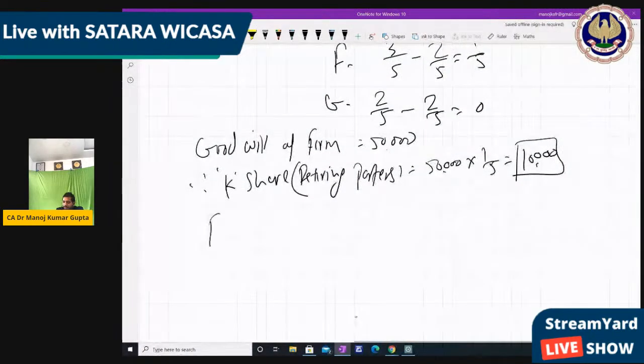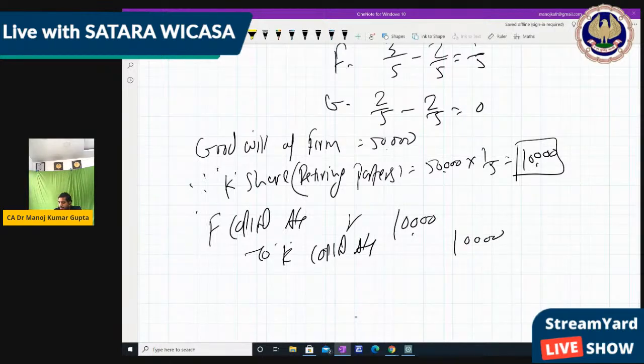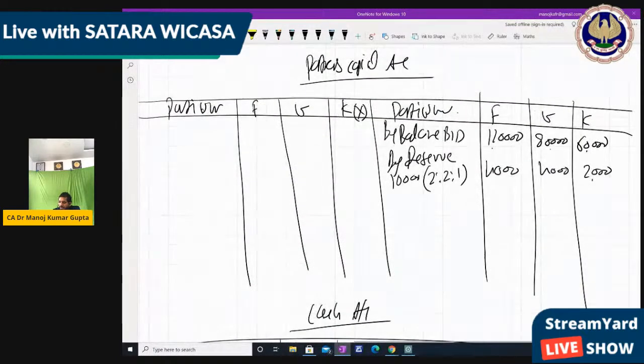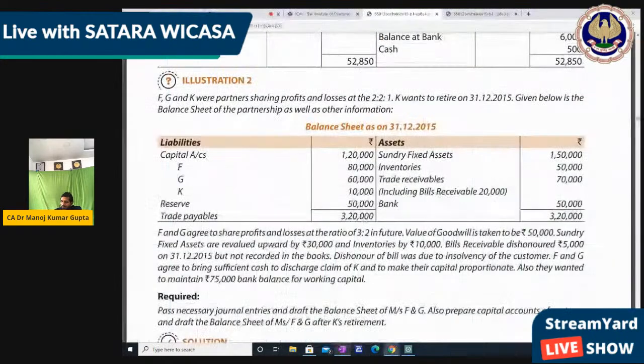So F capital account debit, K capital account. Right? 10,000, 10,000. That's all. So in the capital account, in F account, we write the debit side by F capital account. In K, we write 10,000 to K capital account. In F, we write debit side 10,000. So the first part, goodwill, is over.